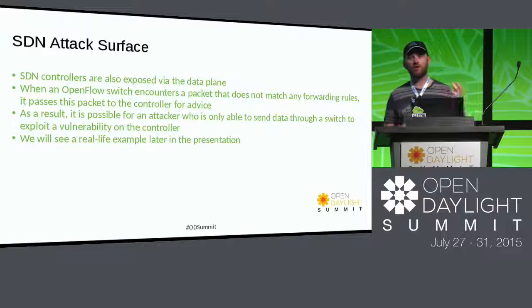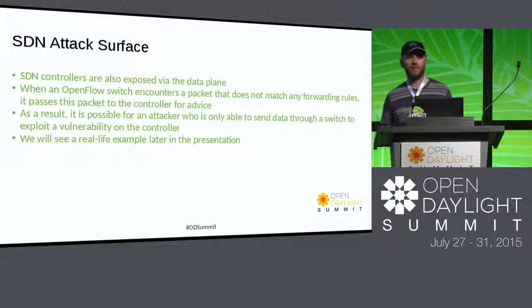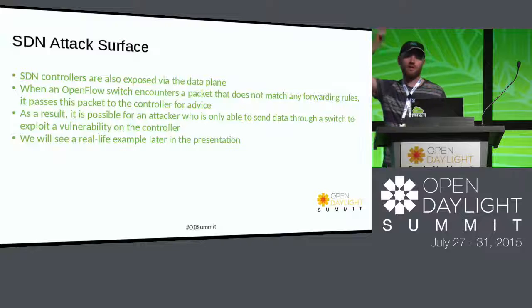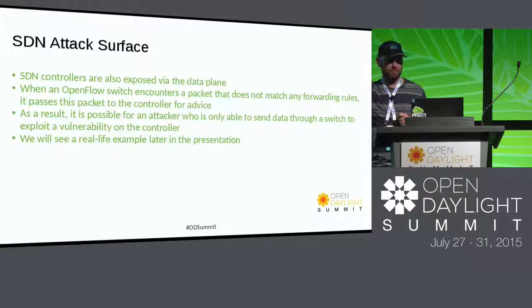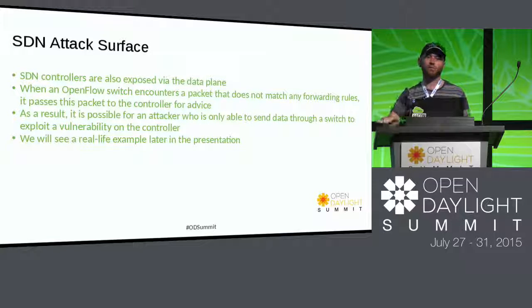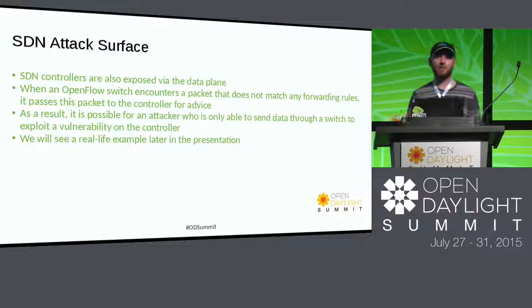This is possible because when an OpenFlow-enabled switch encounters a packet that doesn't match any rule, it sends a copy of that packet verbatim to the SDN controller and says, tell me what to do with this packet. So if there is any vulnerability in the logic that parses that packet in the SDN controller, then it could be exploited by an attacker who's only able to pass information through the data plane. It turns out there's actually been a real-life example.